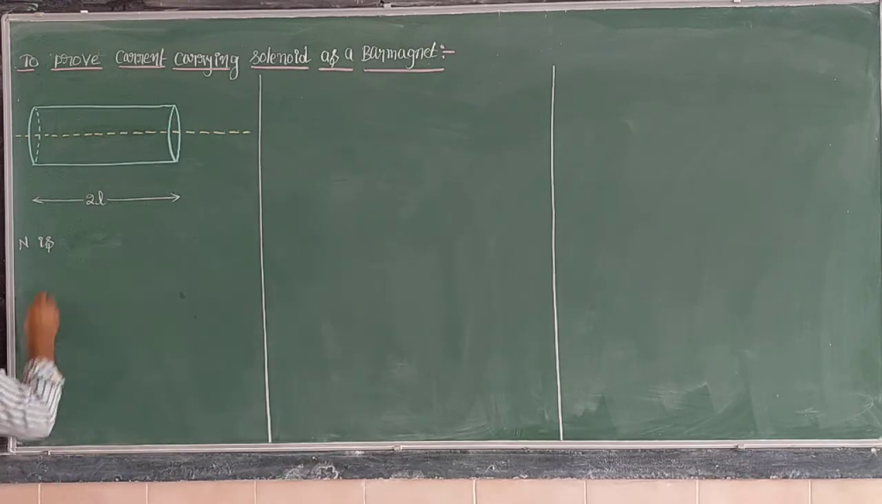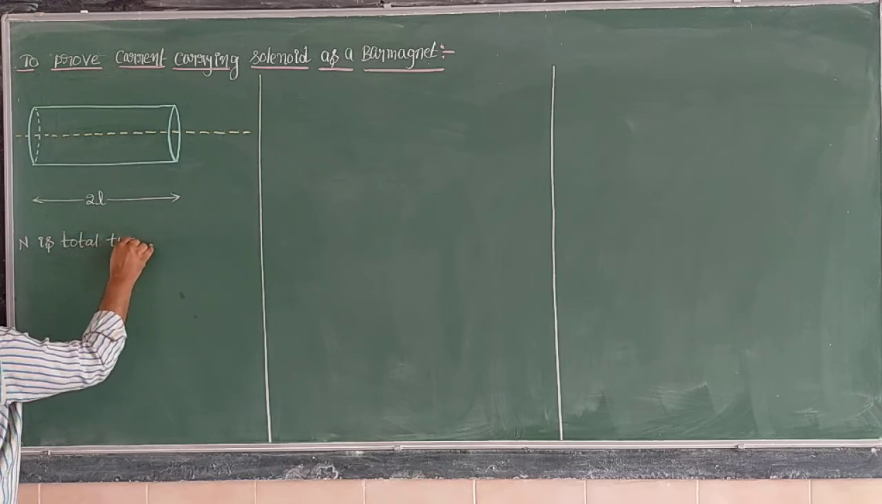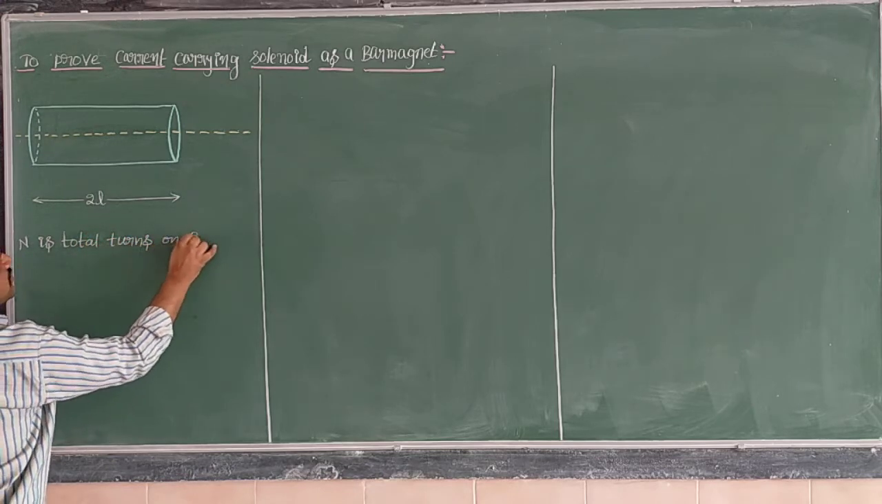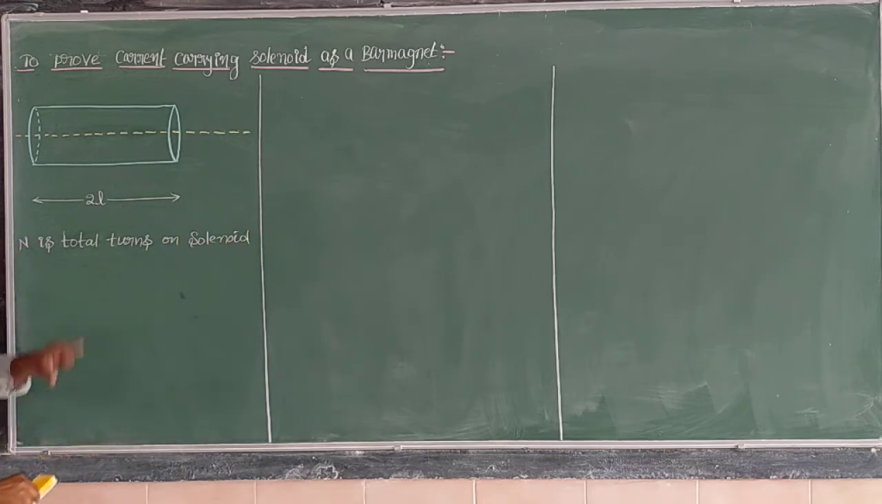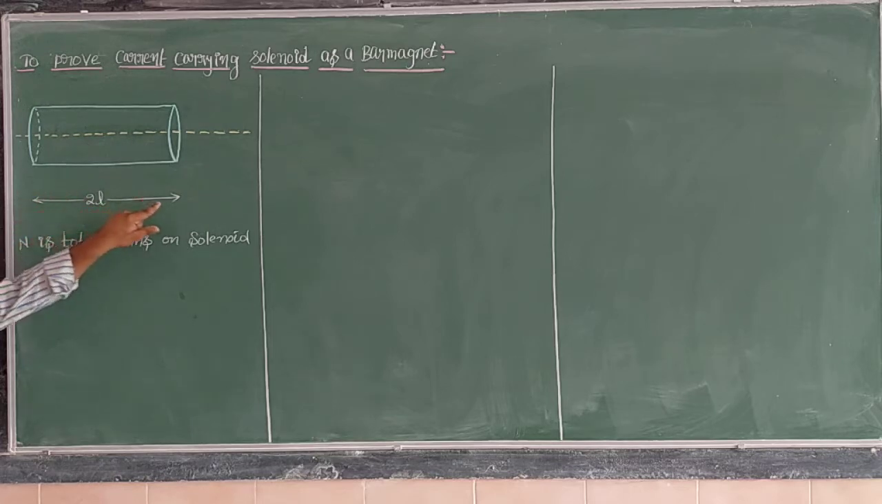Capital N is the total number of turns on the solenoid. On this solenoid, how many turns are there? Capital N turns are there. From where to where? Over a length, that is, from here to here.